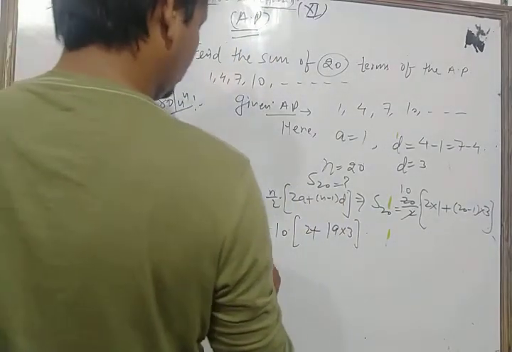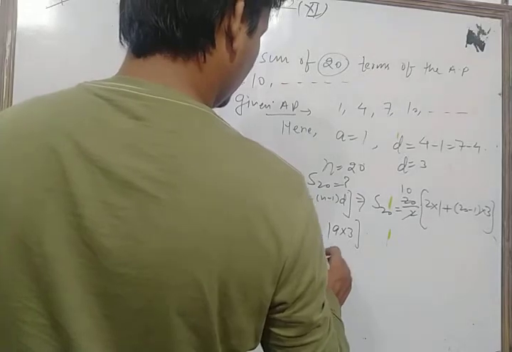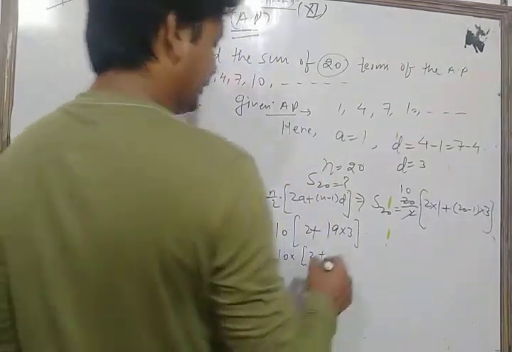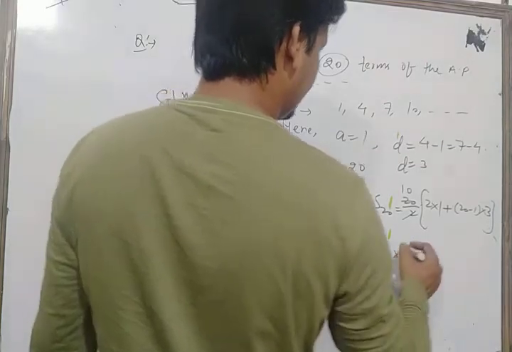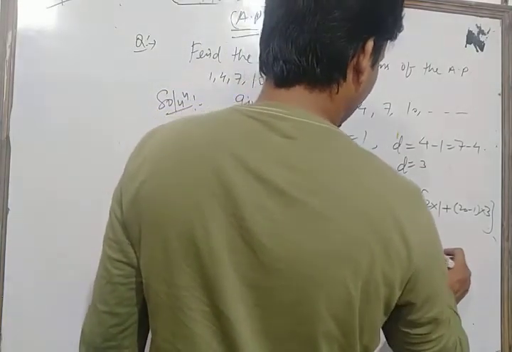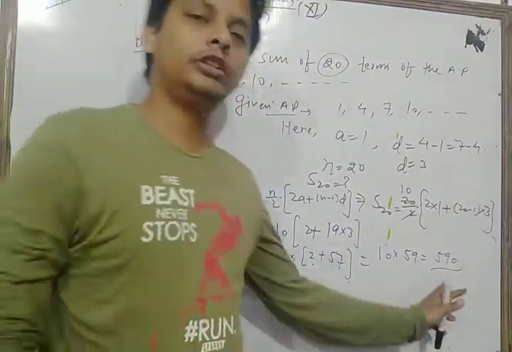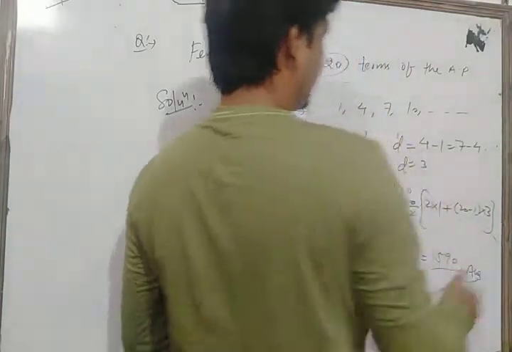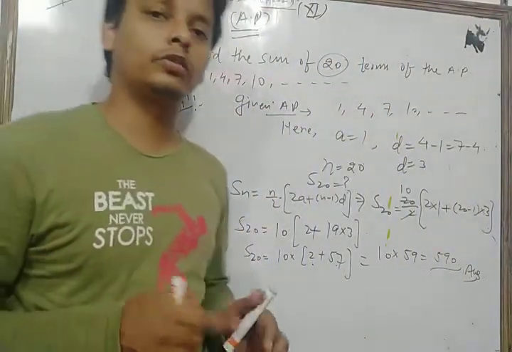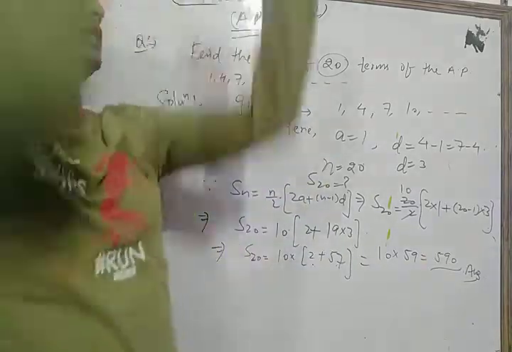So the value of S20 is equal to 10 into (2 + 19 × 3) = 57. Now we have 10 into 59 as 590. So dear student, this is our required answer, meaning the sum of 20 terms of the given AP is 590. Let's see once more, dear student.